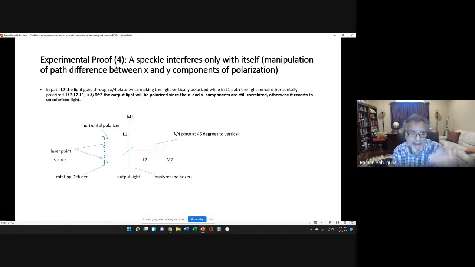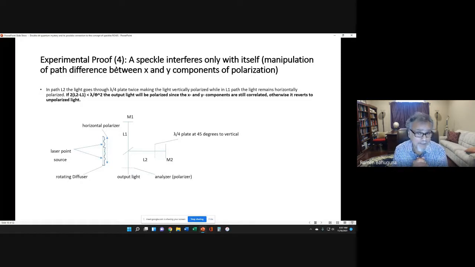So let me point out here that if you have a quasi-monochromatic sodium lamp and you place a polarizer in front of it, let's say a horizontal polarizer, the light gets horizontally polarized. You place a quarter wave plate at 45 degrees, you get 2 components, fast and slow, and you get circularly polarized light, right? There is no problem.